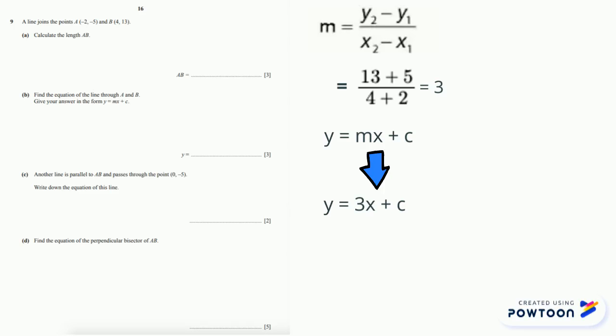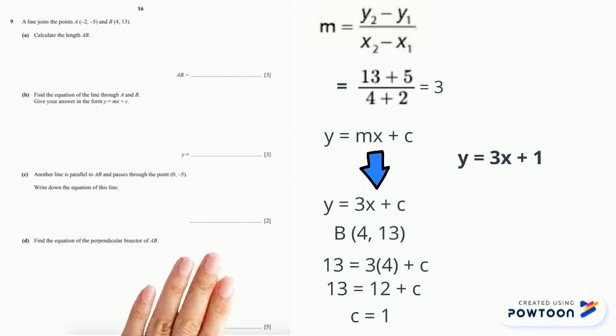We can do this by substituting the values of x and y using either of our coordinates, A or B. I will choose B because both values are positive. So 13 equals 3 times 4 plus c. 13 equals 12 plus c, and therefore c is 1. So the equation of the line is y equals 3x plus 1.